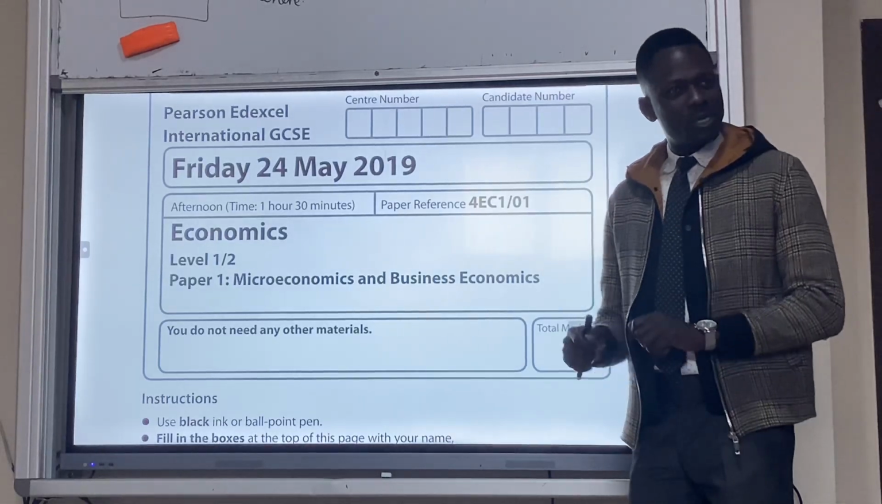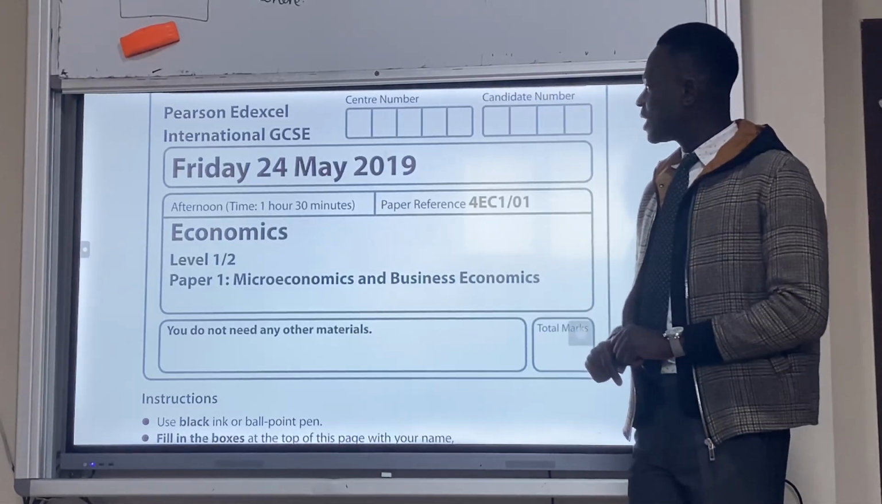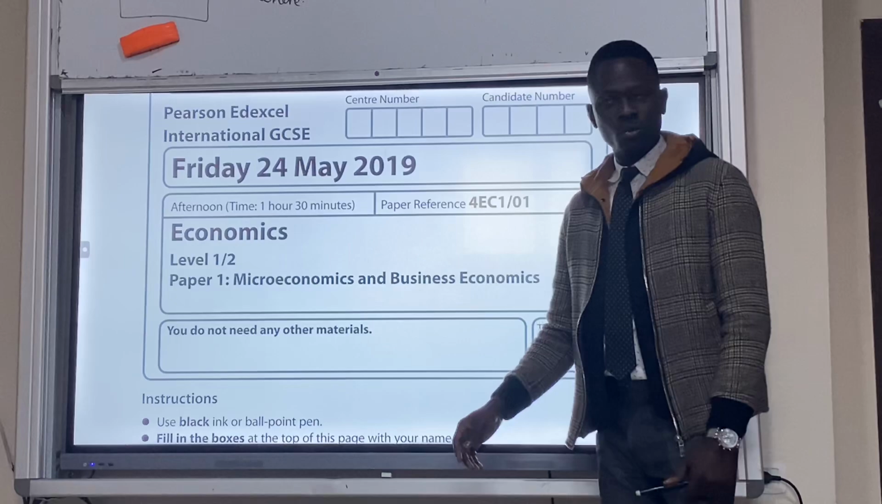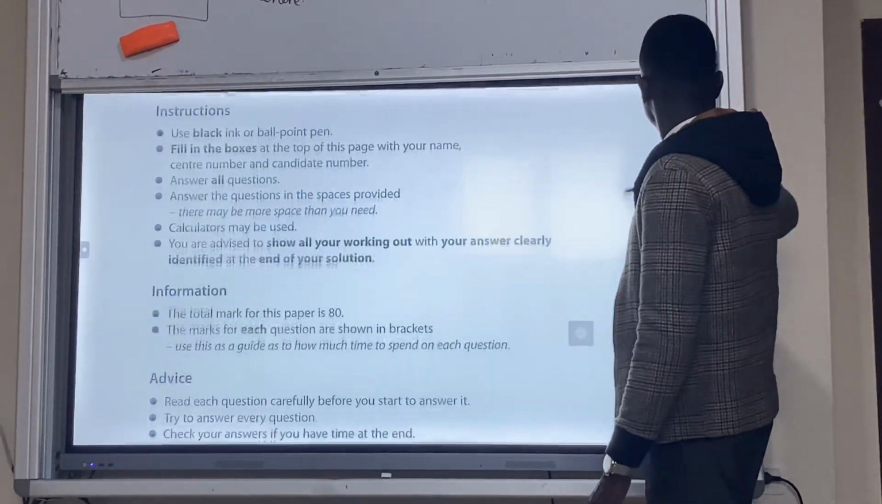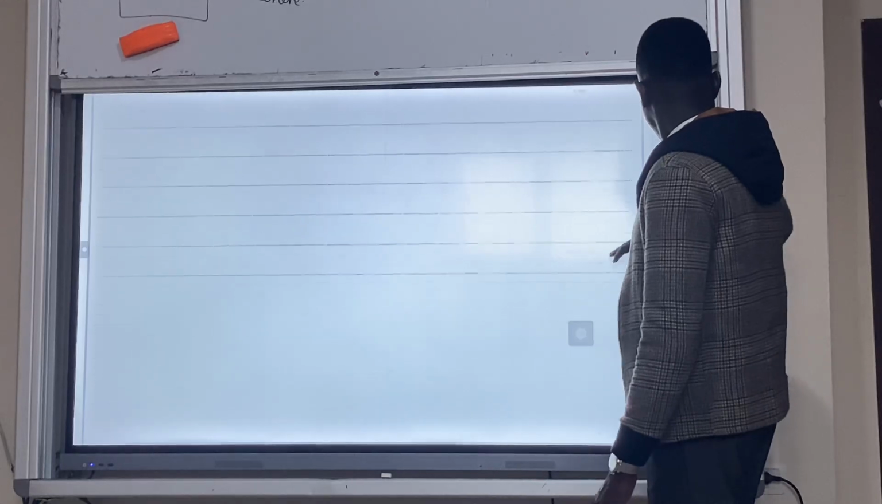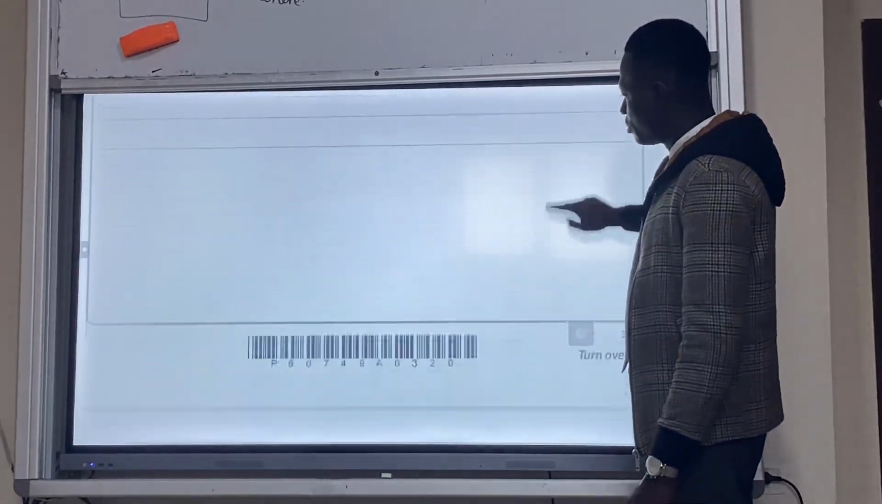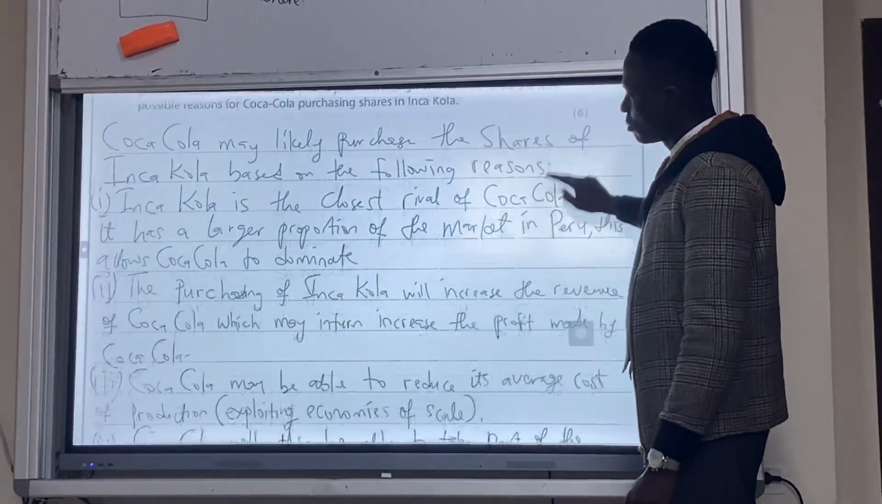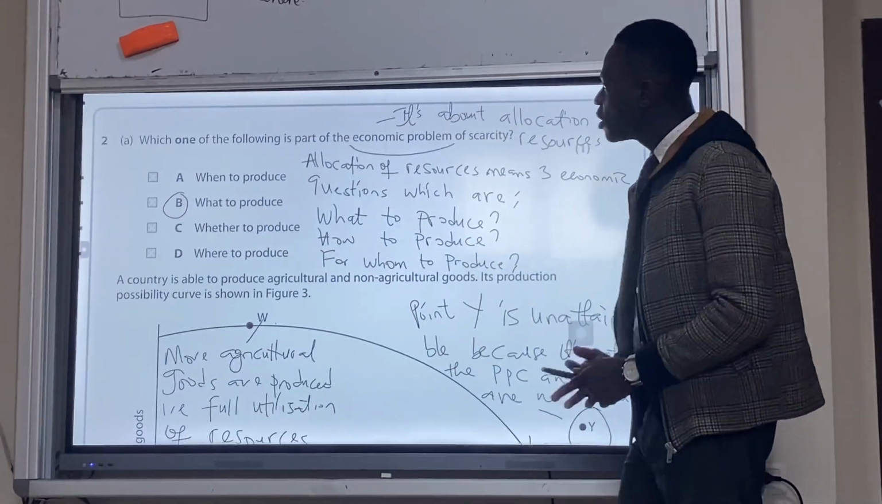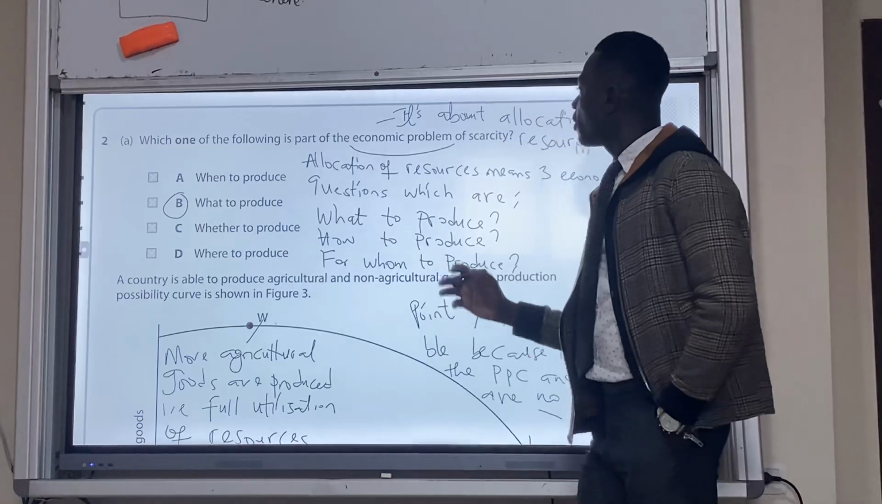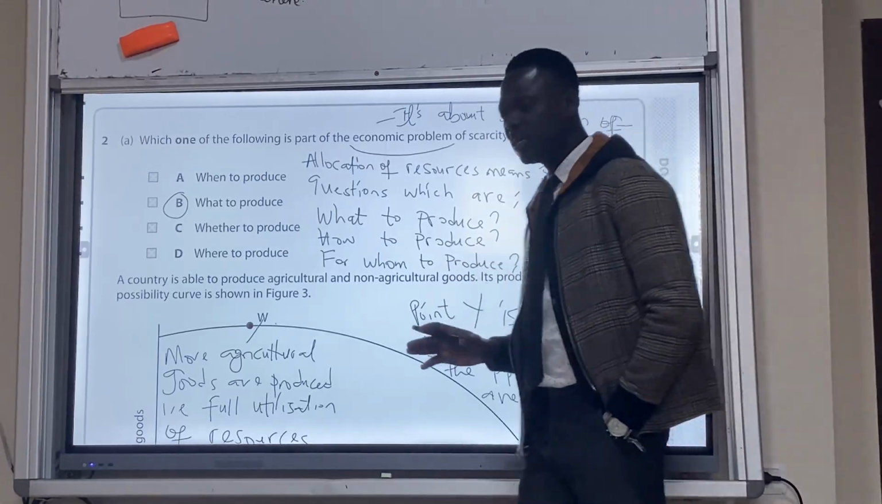Continue with the past paper of economics, May, June 2019. We're done with question 1, so we're going to question 2. Question 2a says, which one of the following is part of the economic problem of scarcity?